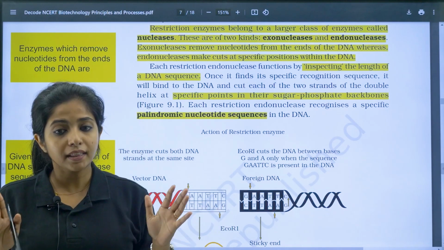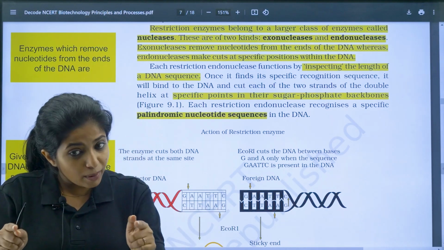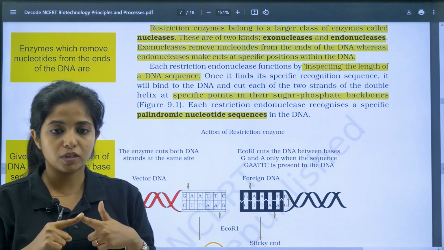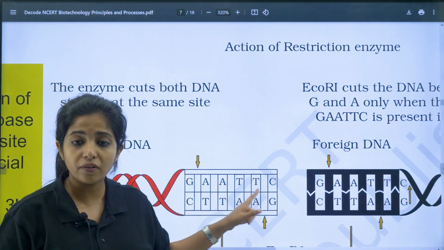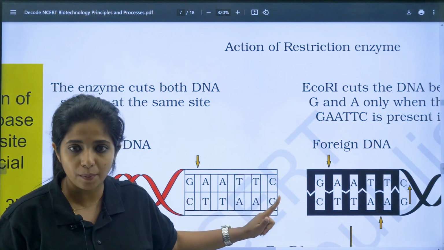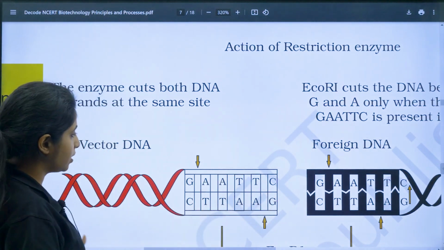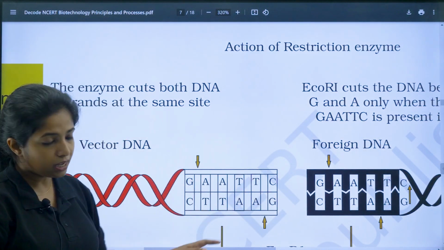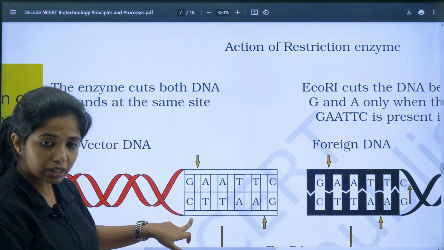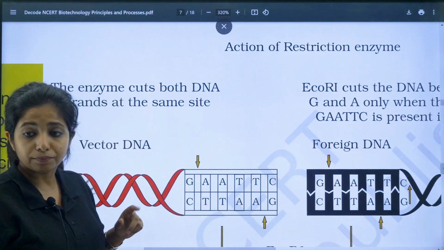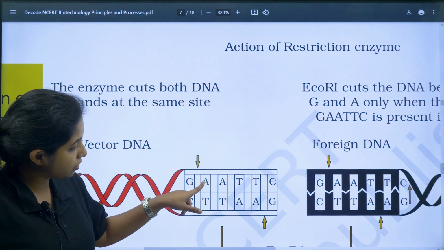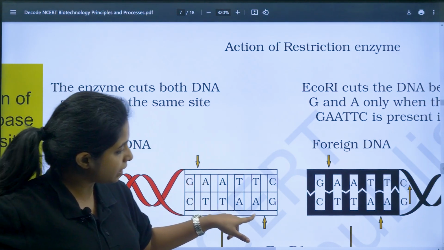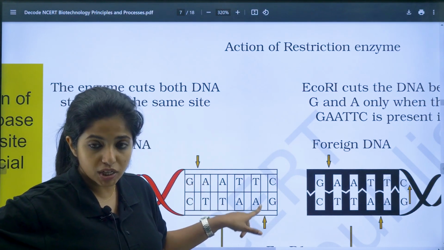Where are they making the cut? In their palindromic sequences, but at a specific location within the palindromic sequence. For example, the recognition sequence for EcoRI is GAATTC. Please remember it, GAATTC. This is the 5' end and this is the 3' end. Similarly, this will be the 5' end and this will be the 3' end. Listen to me carefully. Here the cut is made between G and A. Similarly, here also the cut is made between G and A.